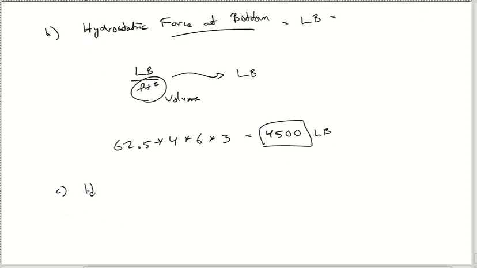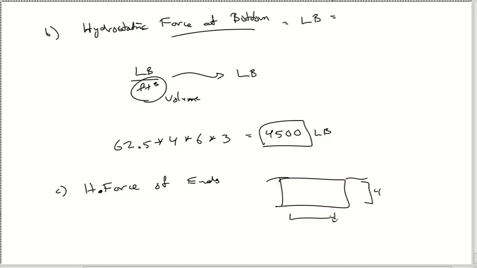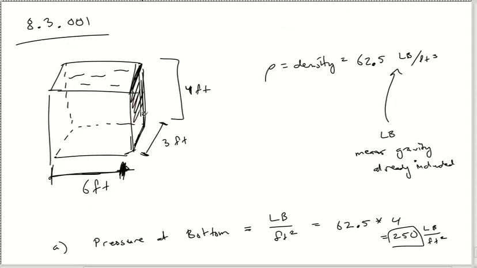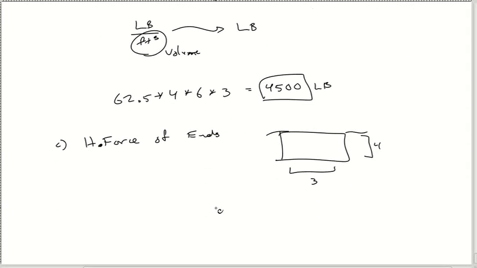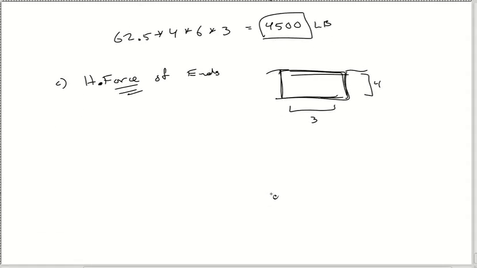Part C, they want the hydrostatic force of one of the ends. Okay? And what I'm guessing, looking at my little diagram here, is they're talking about a 4 depth and a 3 width. That is not to scale. Sorry. They're talking about one of these guys here, this end. What's the hydrostatic force, the force of this, you could say, metal plate that's submerged in there? So, I'm going to ask a couple strange questions to start with, and then we'll go from there.